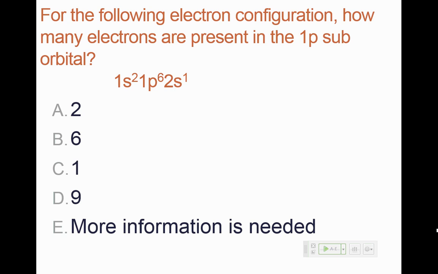So here we're looking at an electron configuration. How many electrons are present in the 1p suborbital? So here's our 1p suborbital, and we have 6. So the answer is 6. How many electrons are in the 1s suborbital? 2. How many electrons are in the 2s suborbital? 1. Now here's the question. The 2s suborbital has a quantum number of 2. Do you think that's further away from the nucleus or closer to the nucleus?